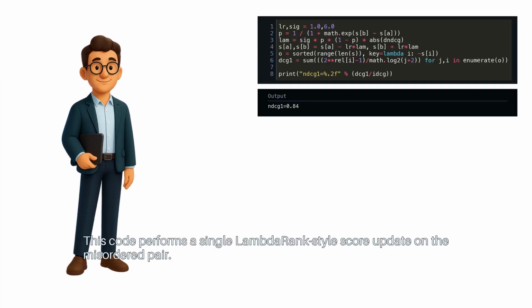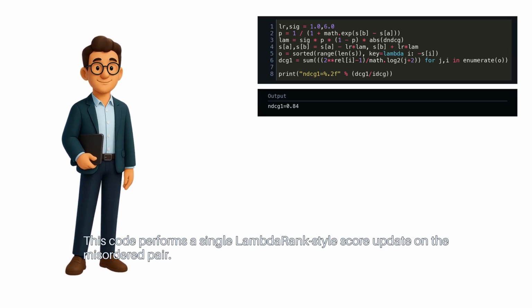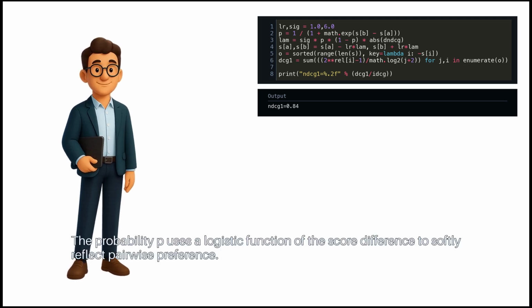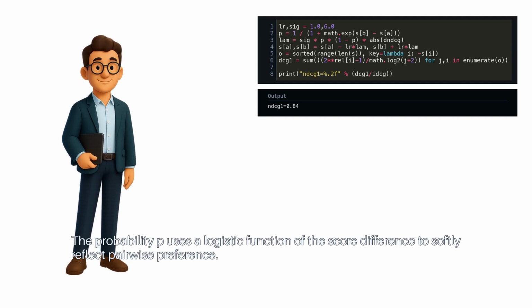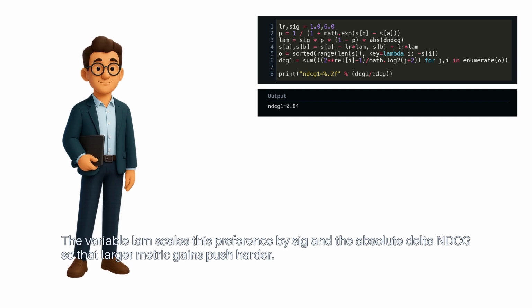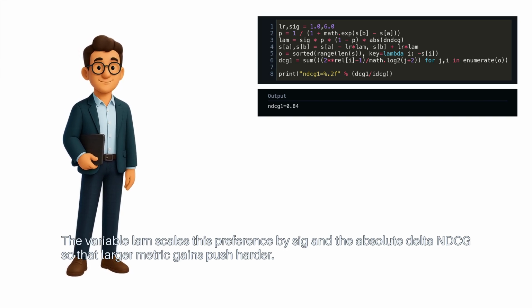This code performs a single LambdaRank-style score update on the misordered pair. The probability P uses a logistic function of the score difference to softly reflect pairwise preference. The variable lam scales this preference by sig and the absolute delta NDCG so that larger metric gains push harder.